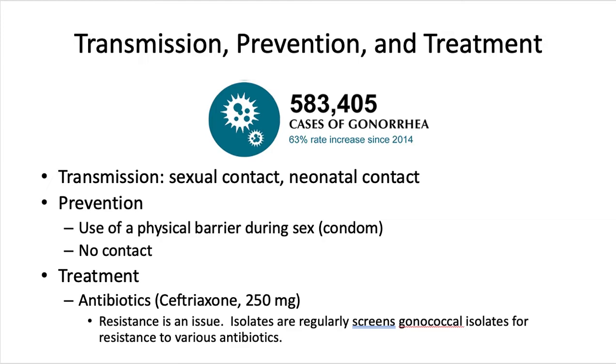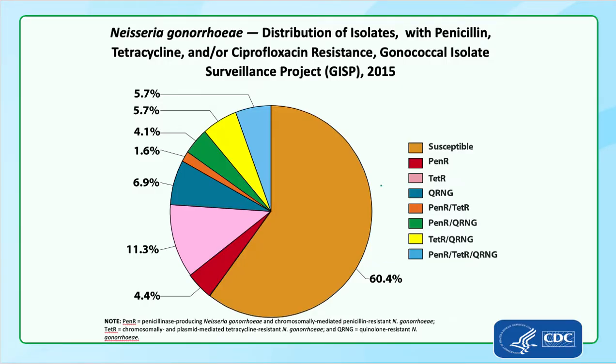So isolates of gonorrhea are required to be reported to the CDC, and then the isolates are also screened for their antibiotic resistance. So I'm going to show you a few charts over the years. You can see that in 2015, 60% of all gonorrhea isolates were susceptible to all antibiotics tested. So what that means is you could treat 60% of gonorrhea isolates with any antibiotic and it would work. But about 40% were resistant to one or more antibiotics.